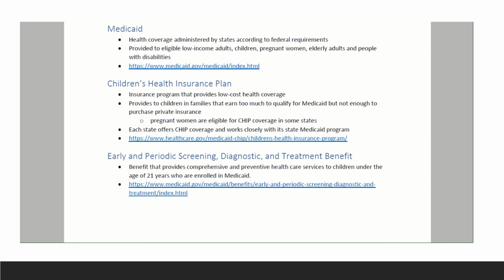The Children's Health Insurance Plan is an insurance program that provides low-cost health coverage to children in families that earn too much to qualify for Medicaid, but they don't earn enough to actually purchase private insurance out of pocket. In some states, pregnant women are eligible for CHIP, is the acronym, CHIP coverage. Now, each state offers CHIP coverage and works closely with its state Medicaid program. And again, here's a link to learn more.